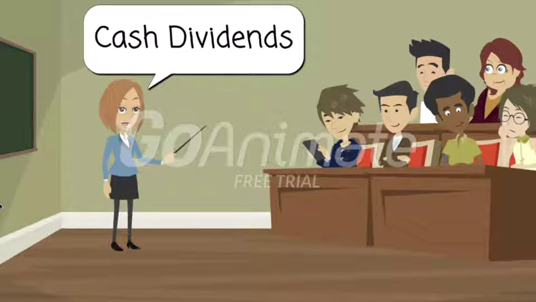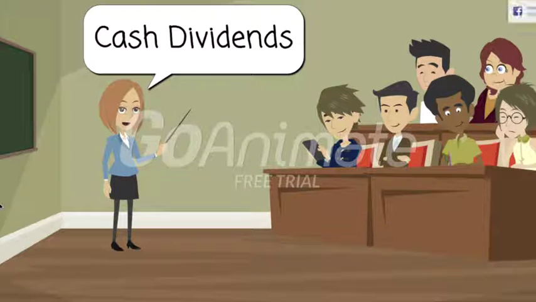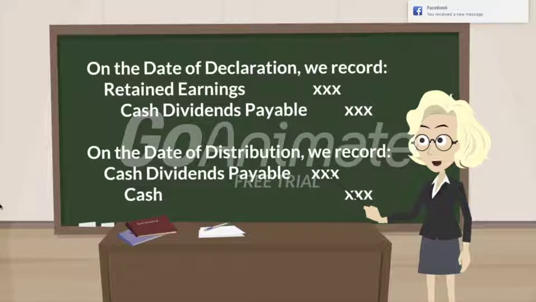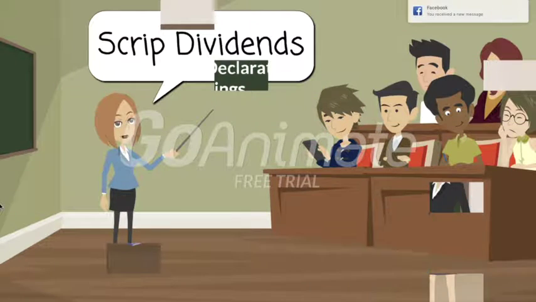Let us now start with cash dividends. These are dividends distributable in the form of cash and is the most common type of dividend. On the date of declaration, we debit retained earnings and credit cash dividends payable. On the date of distribution, we debit cash dividends payable and credit cash.